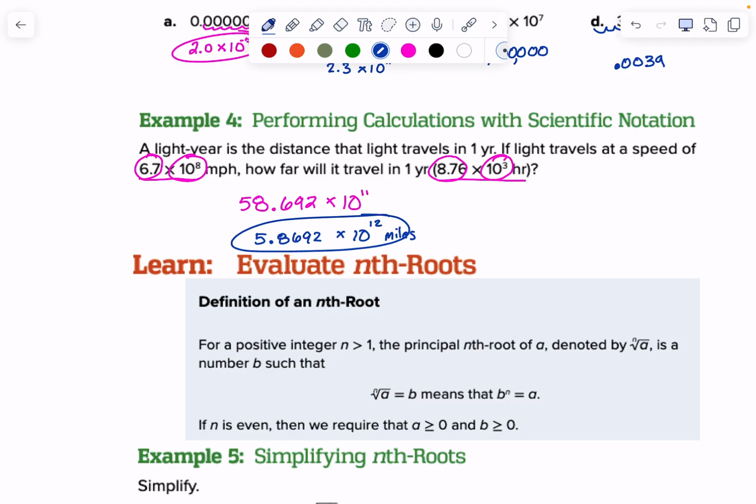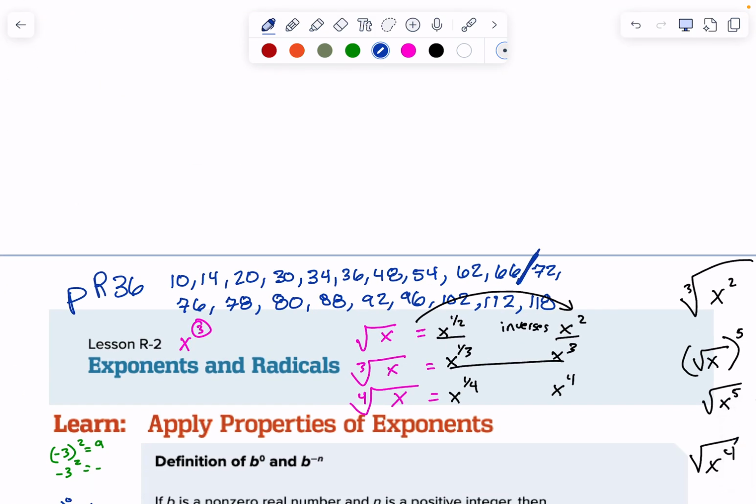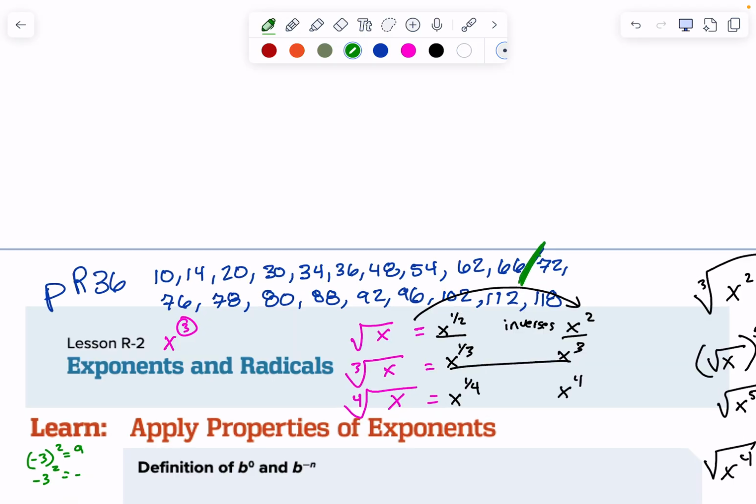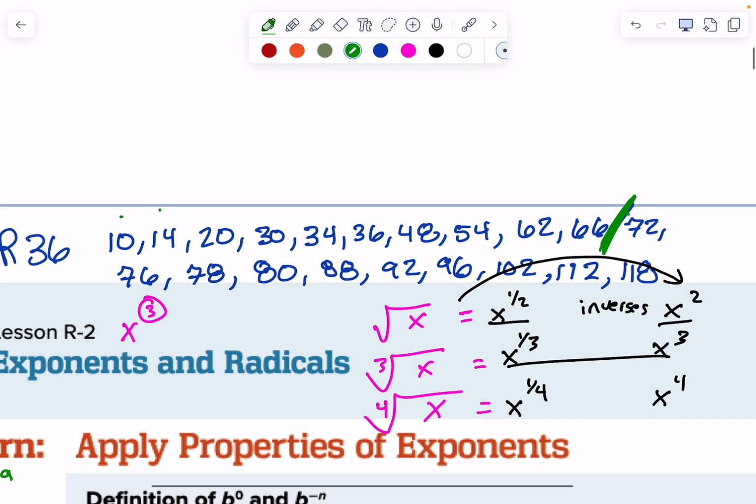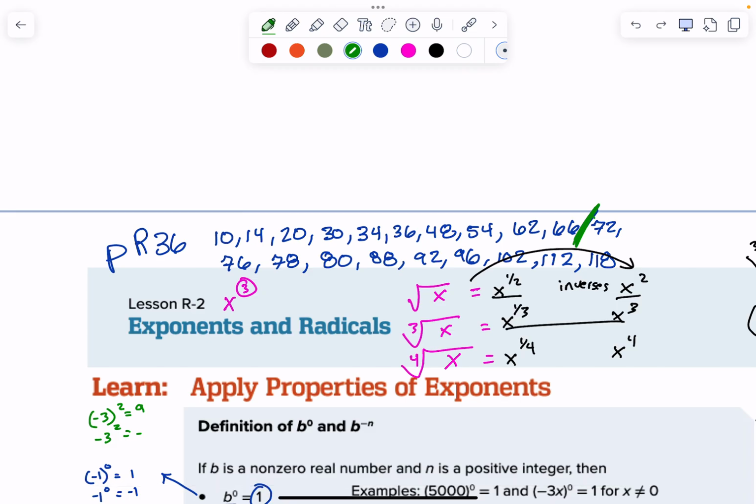So, I've given you a lot. What do you think we can do? So learn, evaluate, nth roots. We got through everything except learn, evaluate, nth roots. Learn, evaluate, nth roots is up through 70. So 66 is the last one you should be able to do. Almost half. So you can do those first 10 problems. And we're stopping early, so you should have time to work on it.